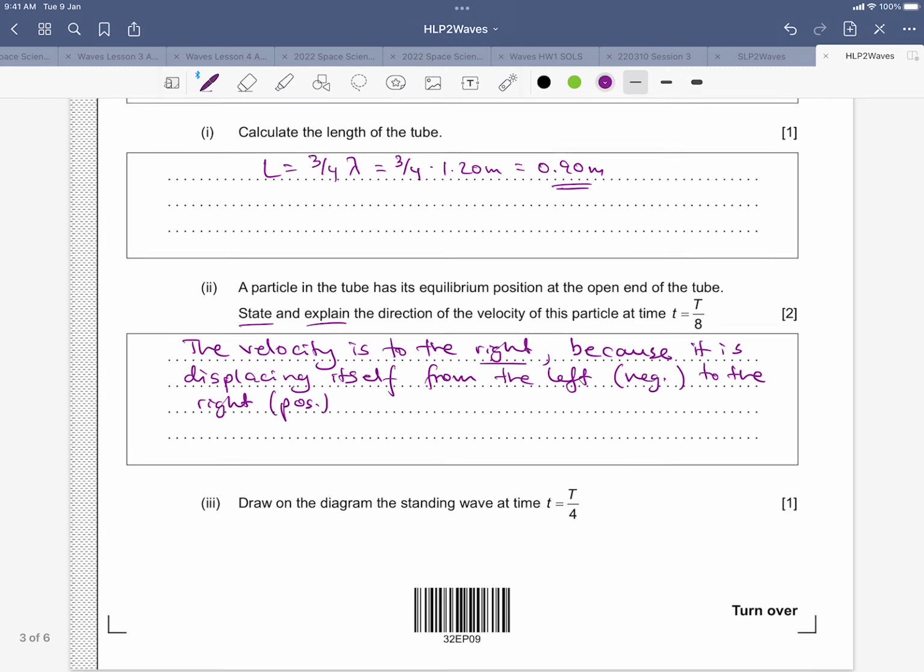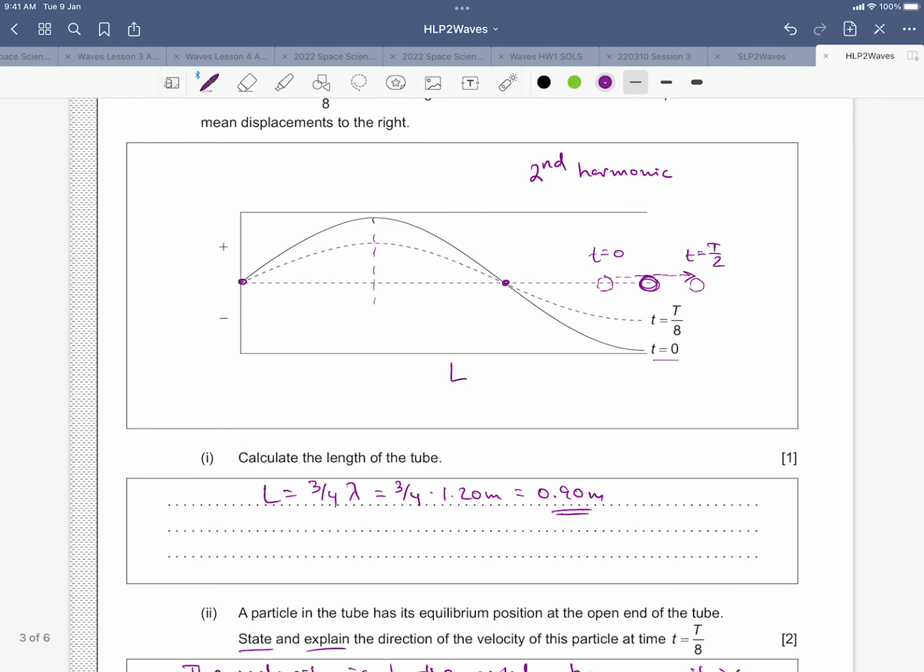Draw on the diagram the standing wave at that time. Okay, well, we can see that after 1/4 of a period, it's going to be at the equilibrium, and all the particles in the wave are going to be at their equilibrium position after 1/4 of a period. So we just draw a nice horizontal line here. Every single air molecule is going to be in its equilibrium position after 1/4 of a period.